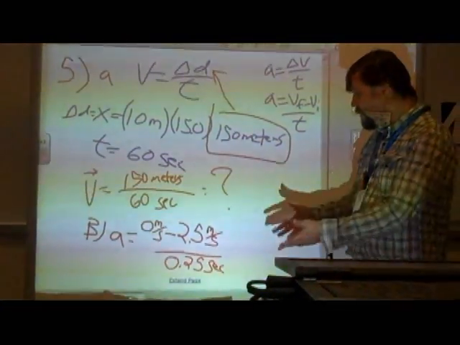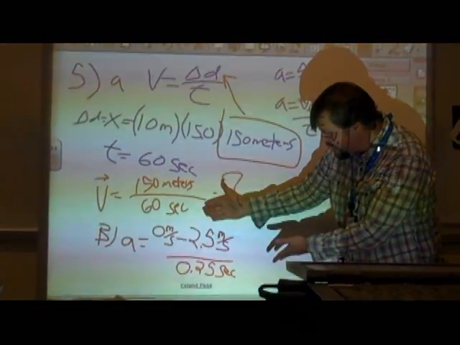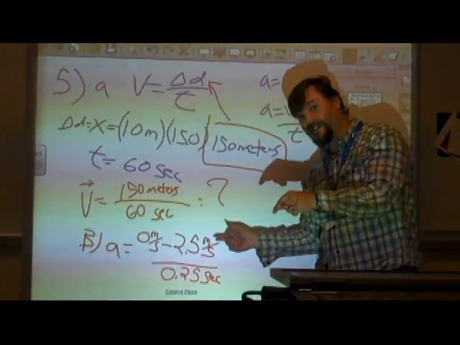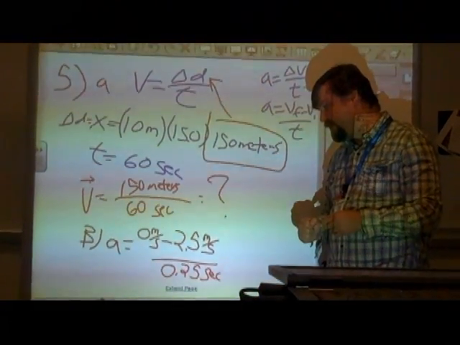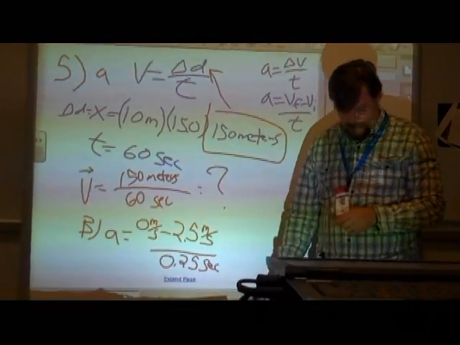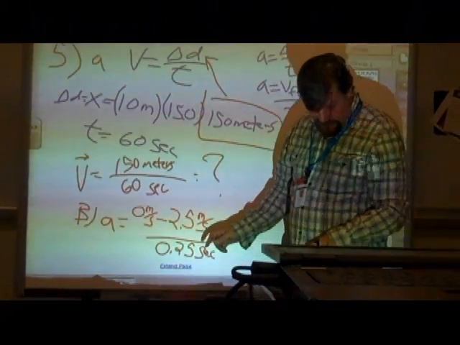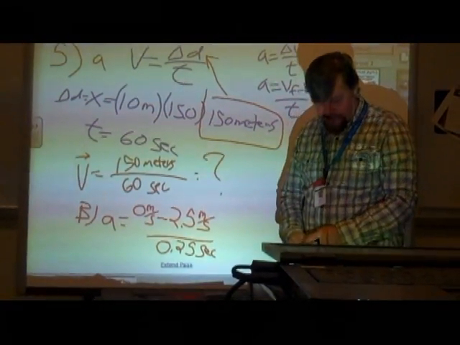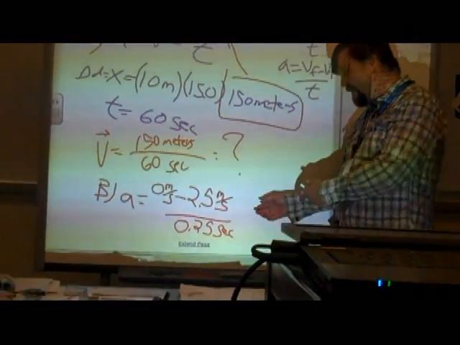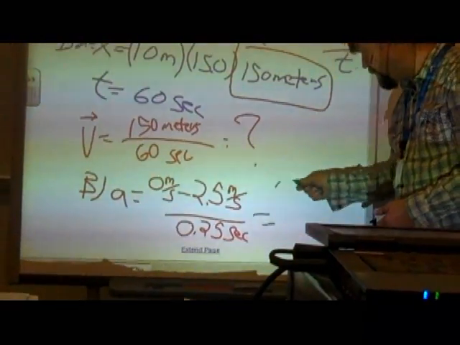Well, that's the bell. So you should be able to use your calculator and understand that, once again, this is decelerating, so it's a negative acceleration. And we have 2.5 meters per second divided by 0.25 seconds. And you get your answer.